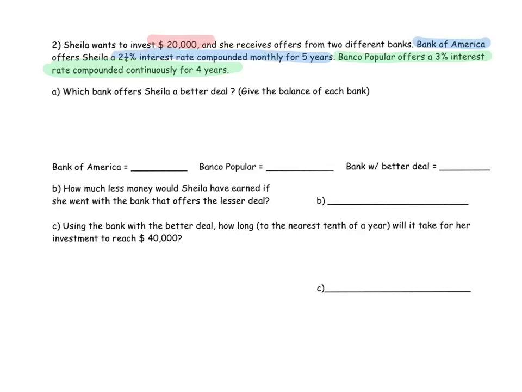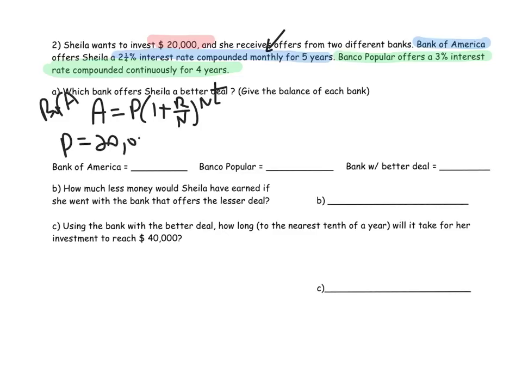Well, Bank of America says the interest is compounded monthly. And when interest is compounded a certain number of times per year, we're going to use what I called interest formula number 1. A equals P parentheses 1 plus R over N raised to the N times T power. P is the principal, so that's the money invested, which in this case they tell you is $20,000.